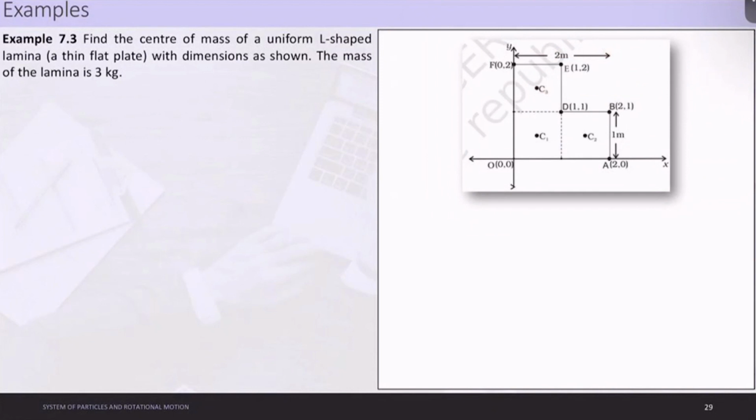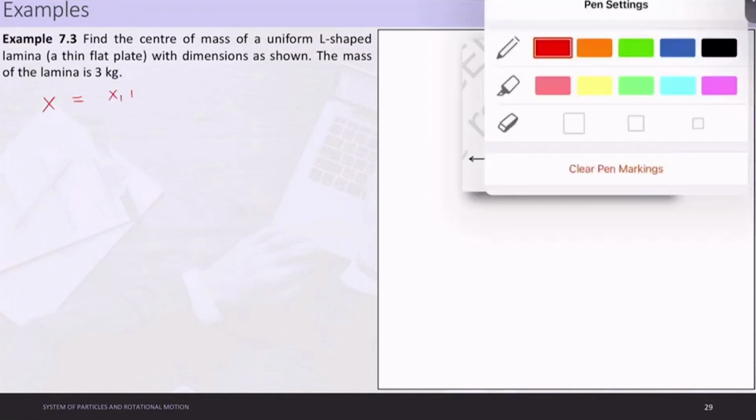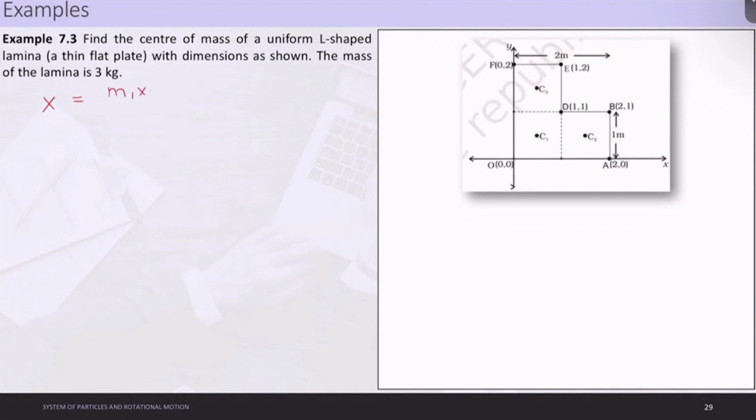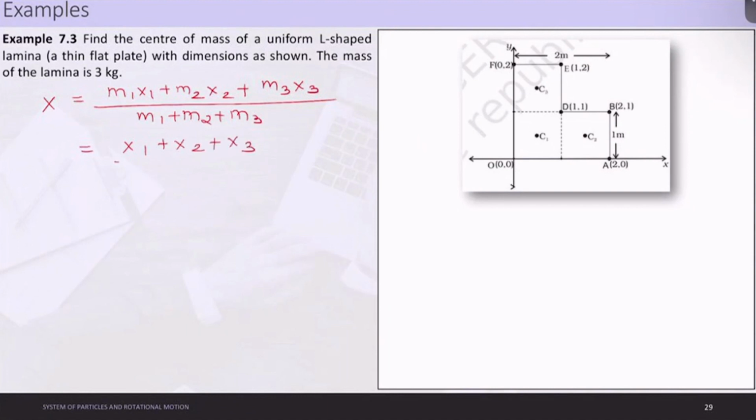As the center of mass is being asked, let us first calculate capital X. What will be capital X? It is equal to (m1x1 + m2x2 + m3x3) upon (m1 + m2 + m3). Quite clear? m1, m2, m3 are all 1, so we can directly change it into (x1 + x2 + x3) by 3.